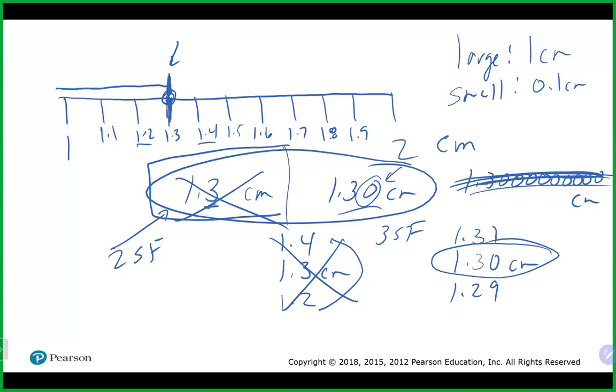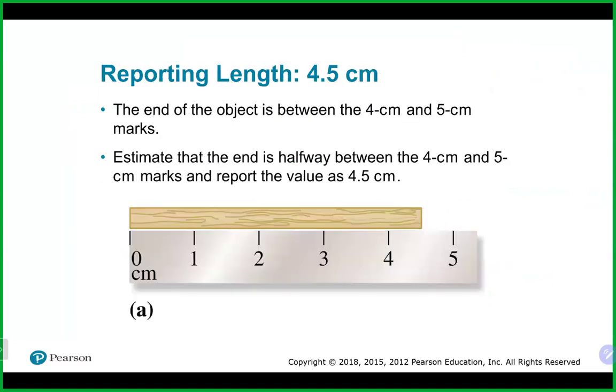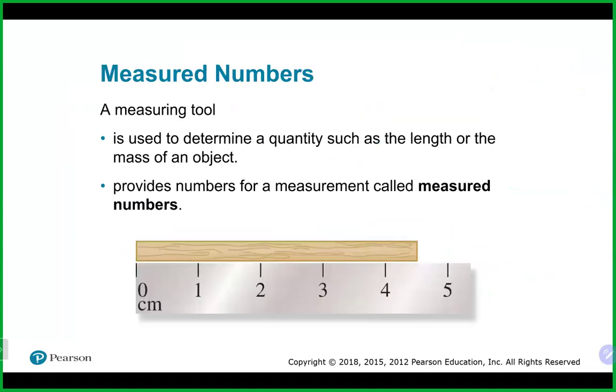So now that we've talked a little bit about how to take proper measurements, let's talk about some of these examples here, perhaps. For example, if we look at this particular one here, that is 4, that is 5. So our large markings here is 1 centimeter. By the way, our small marking is, in this case, 1 centimeter as well, right?